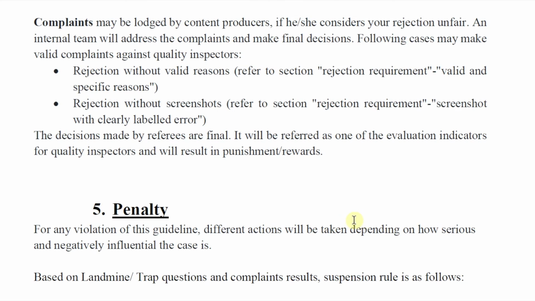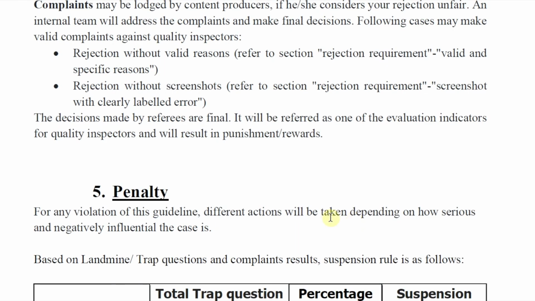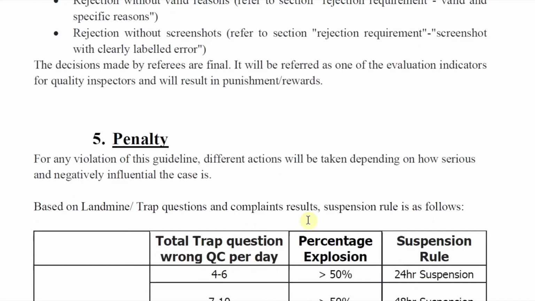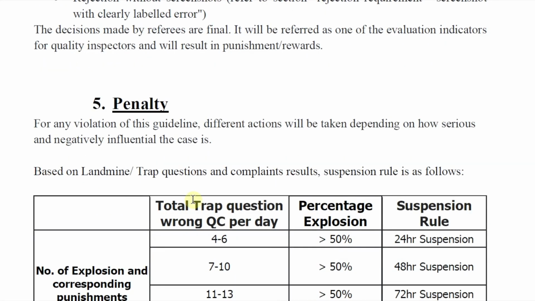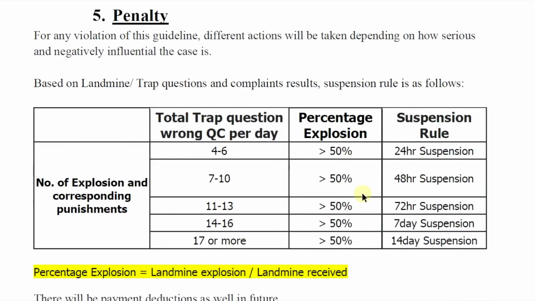This is a very important part. For any violation of these guidelines, different actions will be taken depending on how serious and negatively influential the case is. So based on landmine or trap questions and complaint results, the suspension rule is as follows. In these suspension rules, we have the total trap questions for wrong QC. Wrong QC means it was incorrectly passed or incorrectly rejected, in both ways.